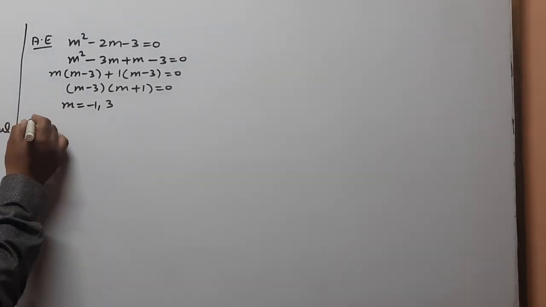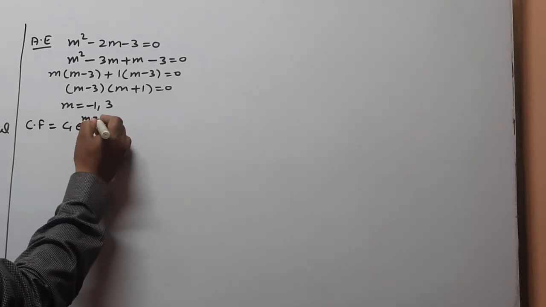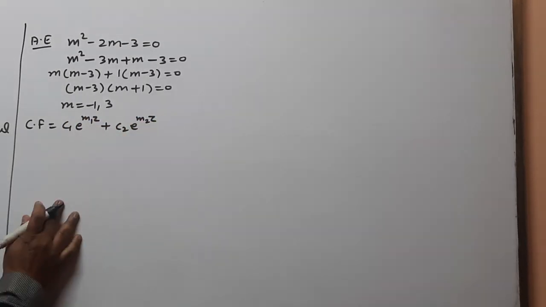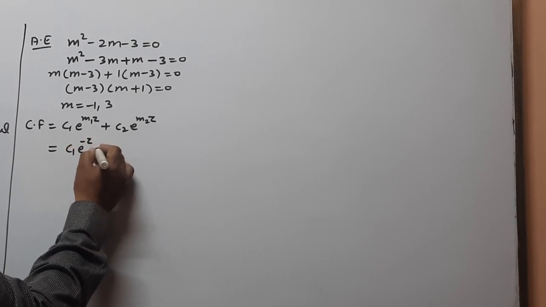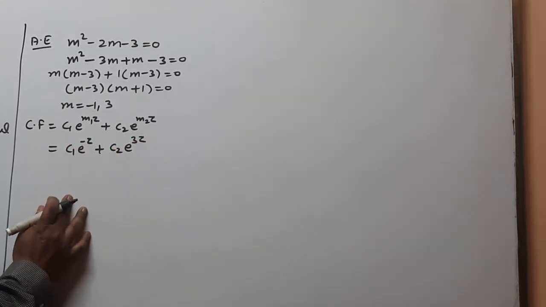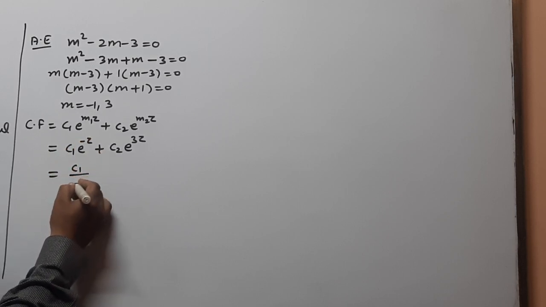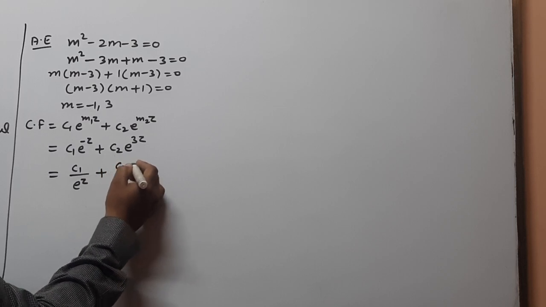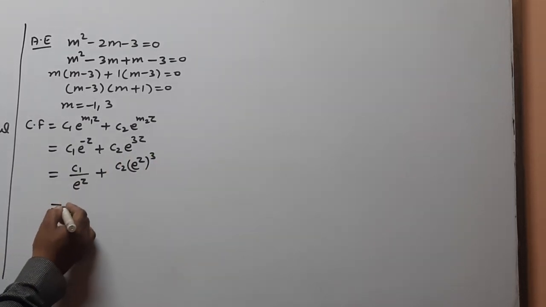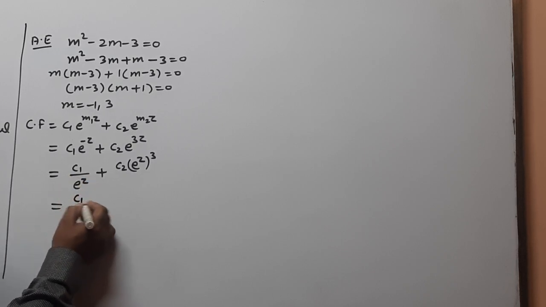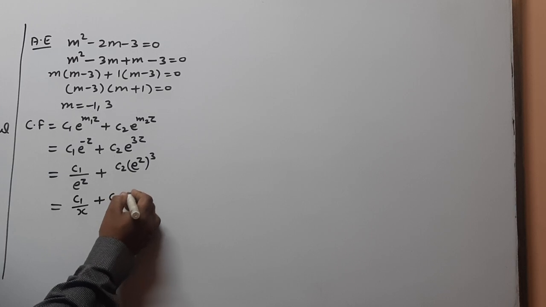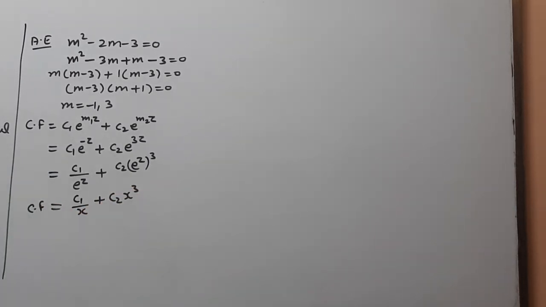Now the complementary function can be written as c1 e to the power m1z plus c2 e to the power m2z, where m1 is minus 1 and m2 is 3. So c1 e to the power minus z plus c2 e to the power 3z. This e to the power minus z can be written as c1 upon e to the power z plus c2 e to the power z whole cube. You can see in this problem we replaced x by e to the power z. So when we convert e to the power z into x, this will be c1 upon x plus c2 x cube. This is the complementary function.